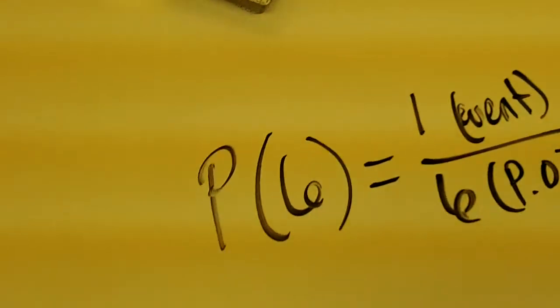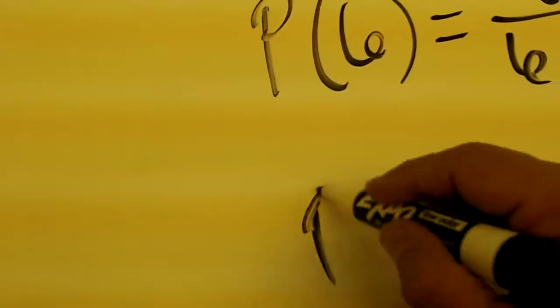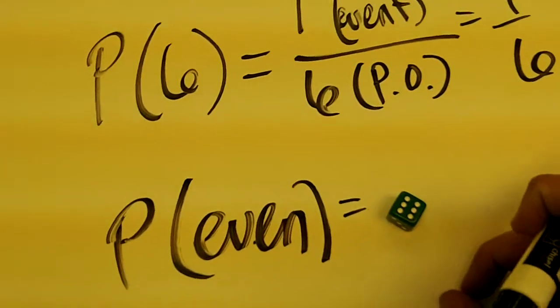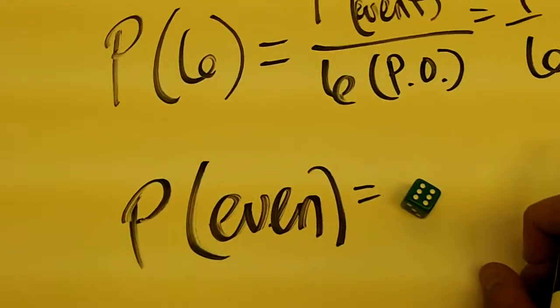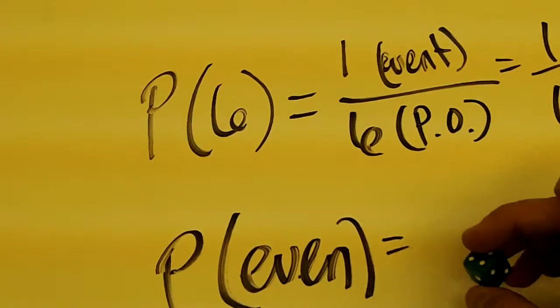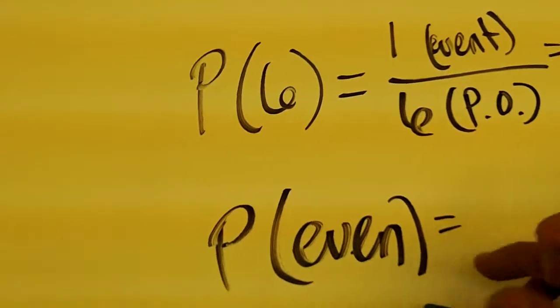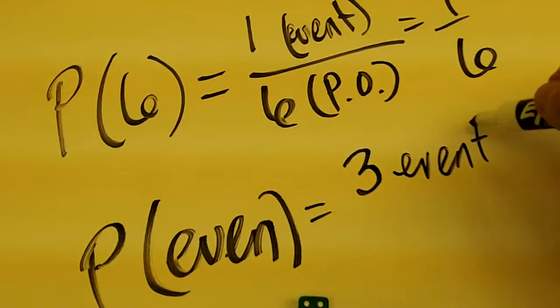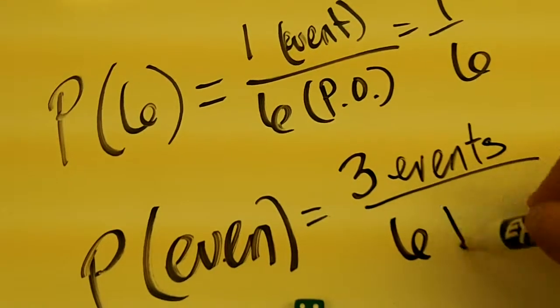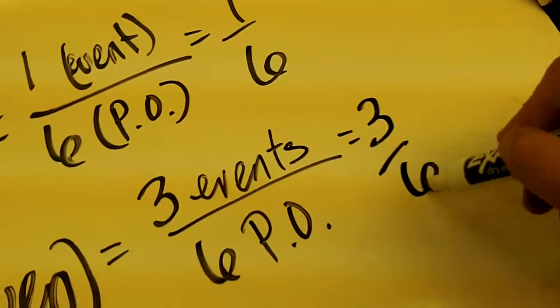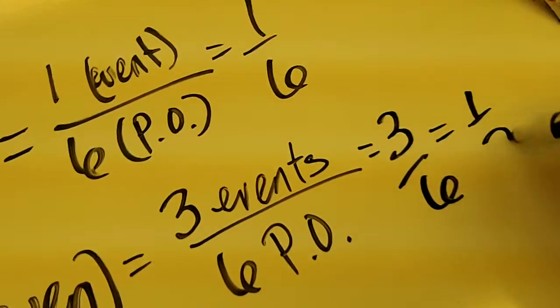What if I said, what's the probability of rolling an even number? Well, that's a little bit different. What do we have on here that can be considered even? I have a 6, but what else? I have a 2, and I also have a 4. So that's 3 values that I like as my events. So I have 3 events out of 6 possible outcomes, and my answer would be 3 out of 6. And that can be simplified to 1/2.